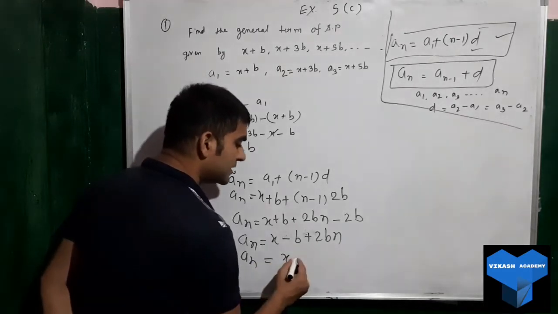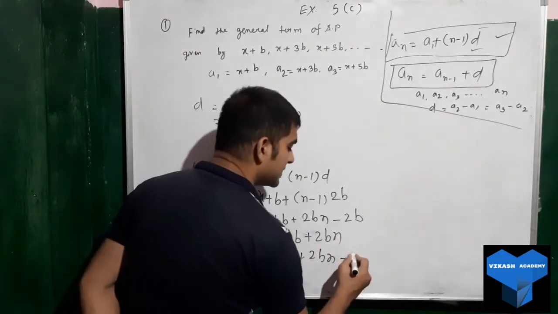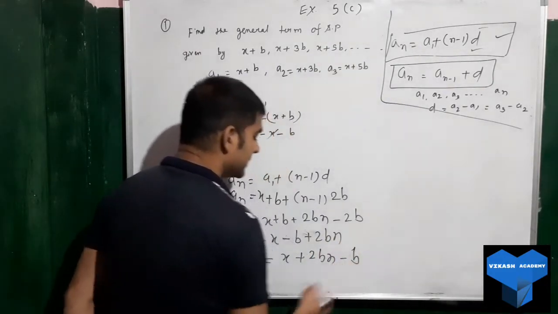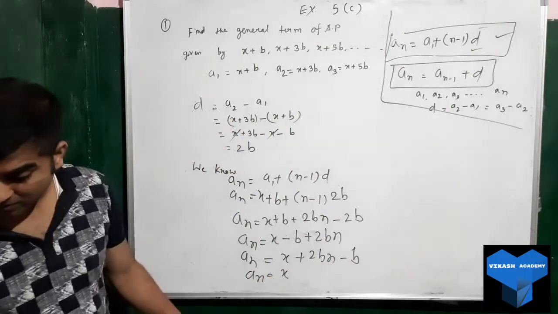Bring this one at the second place. So plus 2bn. Then what? Minus I will take at the last place. Minus is b. Now take the common. So n will be n. X will be x.